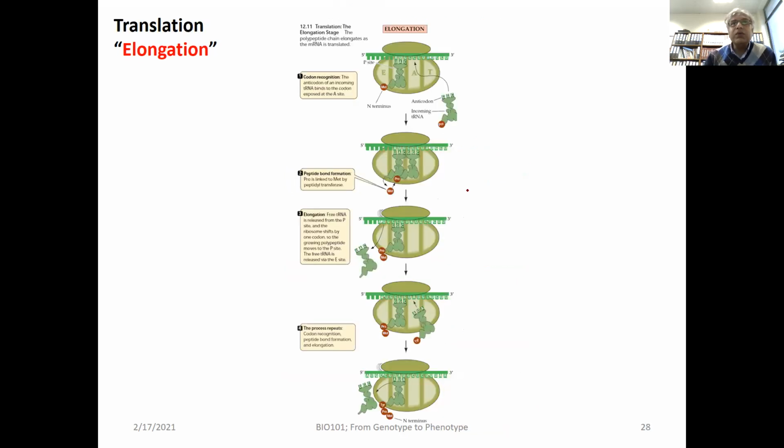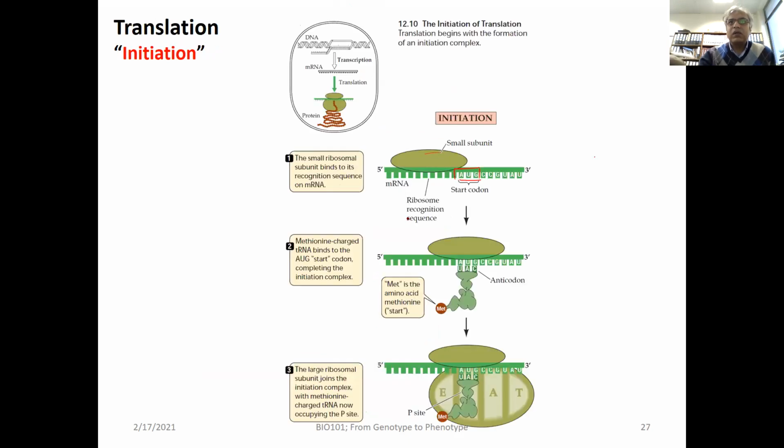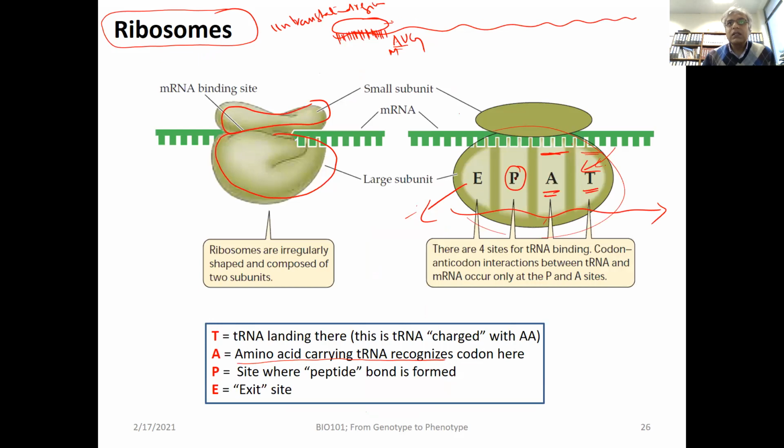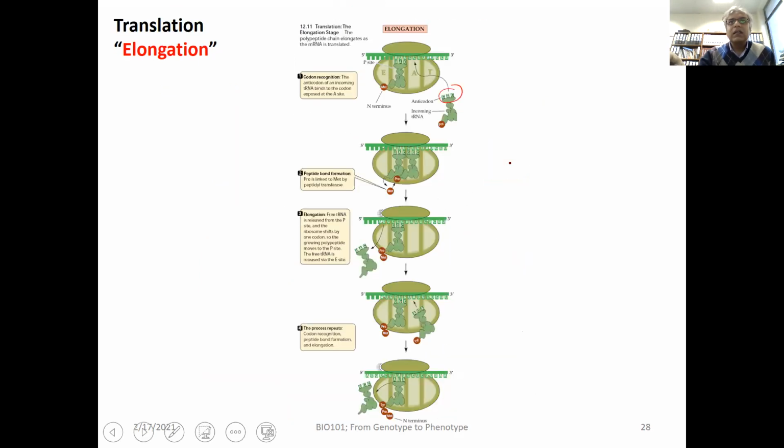A new tRNA will land, recognize its codon, and bring a new amino acid, which will recognize CCG. So GGC is the anticodon you can see. It will pair in the P site of the large subunit. It will lead to peptide bond synthesis, a peptide bond between methionine and proline.